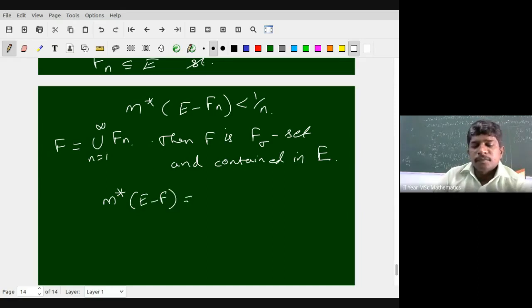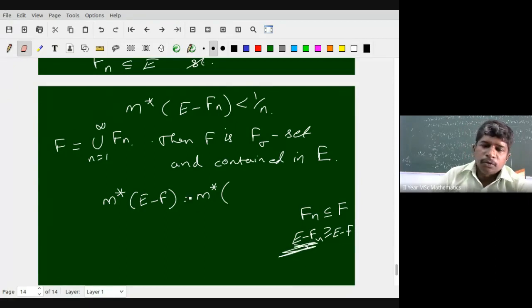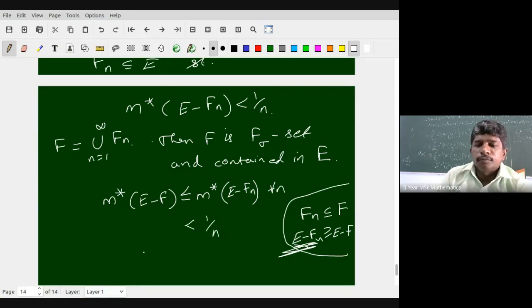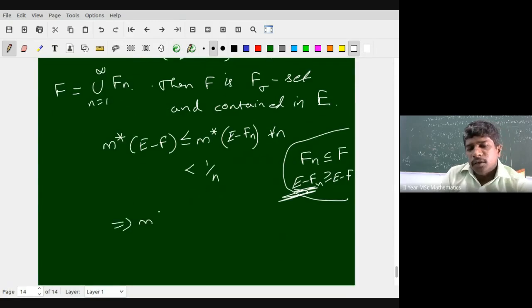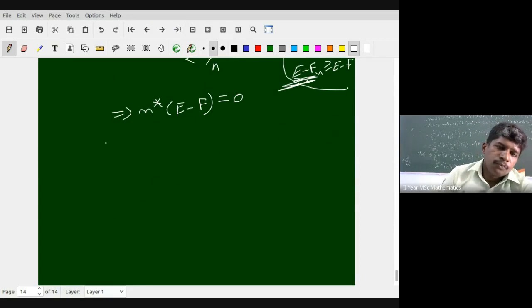Now the outer measure of E minus F. Since Fn is a subset of F, E minus F is contained in E minus Fn. So the outer measure of E minus F is less than or equal to the outer measure of E minus Fn, which is less than 1 by n, for all n. So m star of E minus F is less than or equal to 0, that is, equal to 0. So 5 holds.